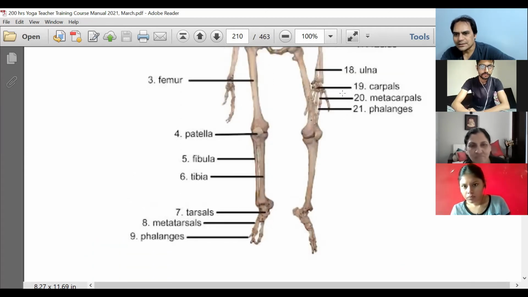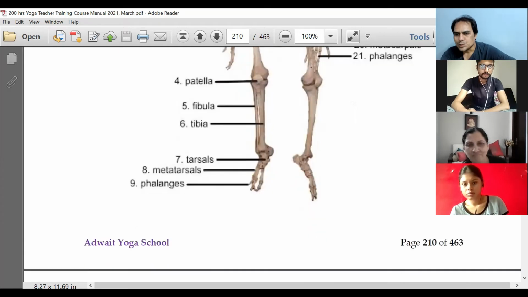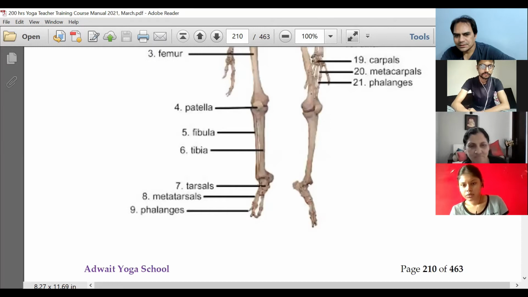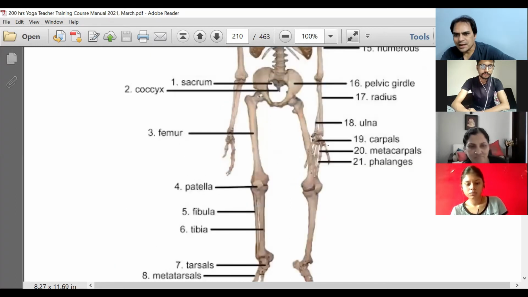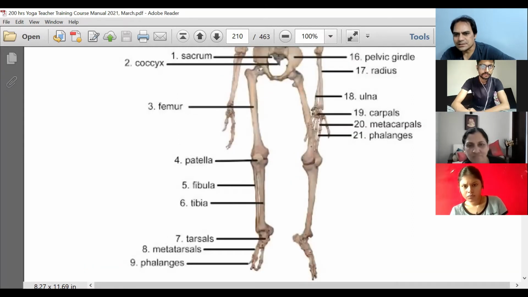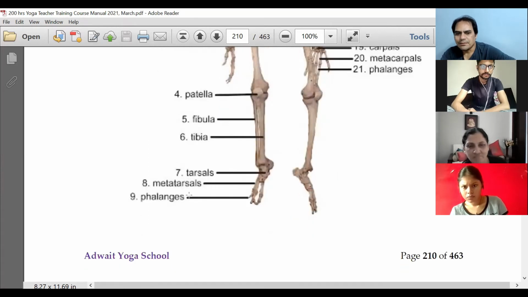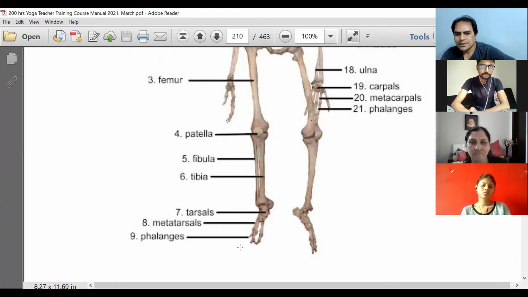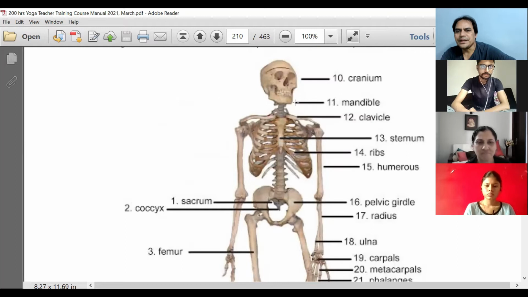You can see the carpals, metacarpals, and phalanges. So our feet and hands are similar. Tarsals is this, carpals is this, and metatarsals is this one, metacarpals is this. And phalanges are this one. They are similar.